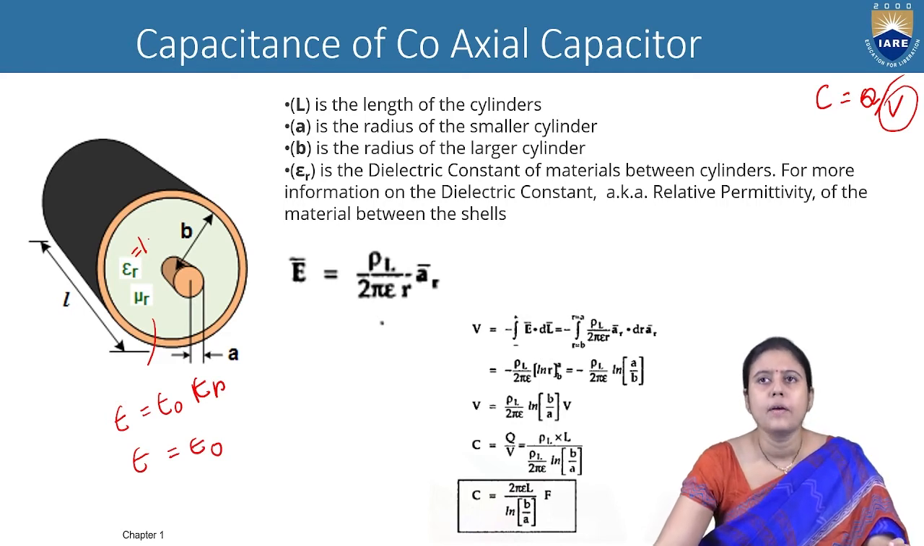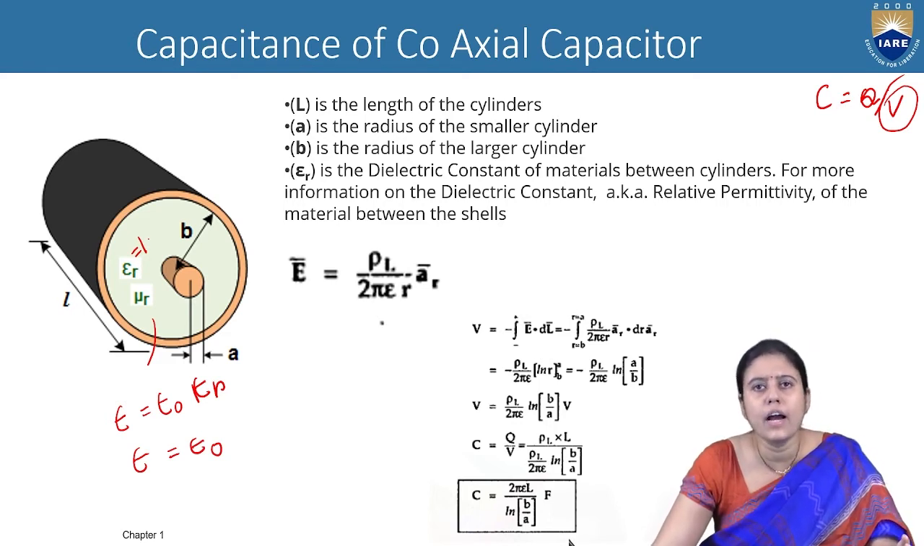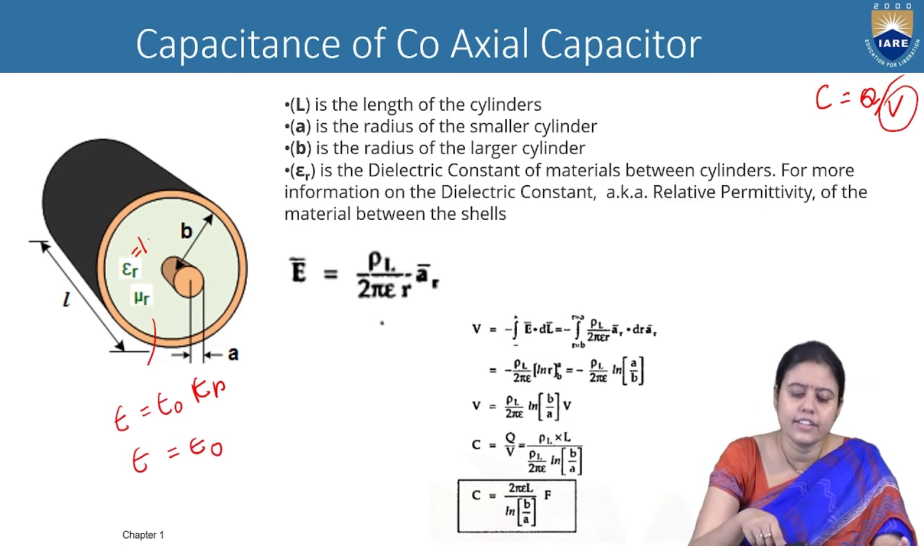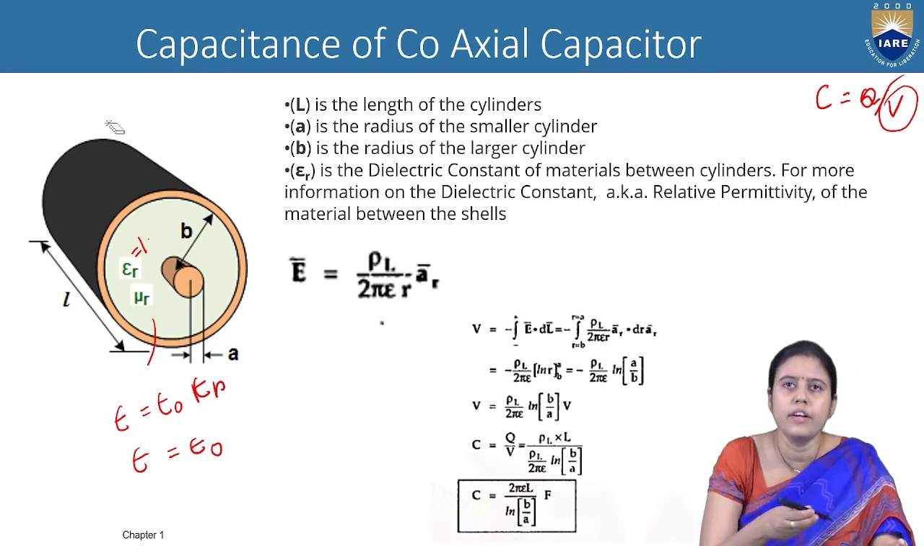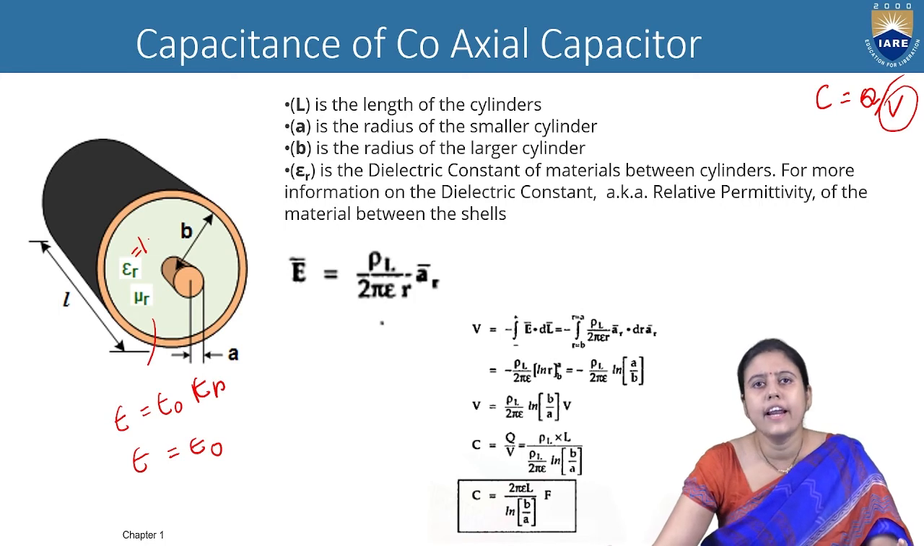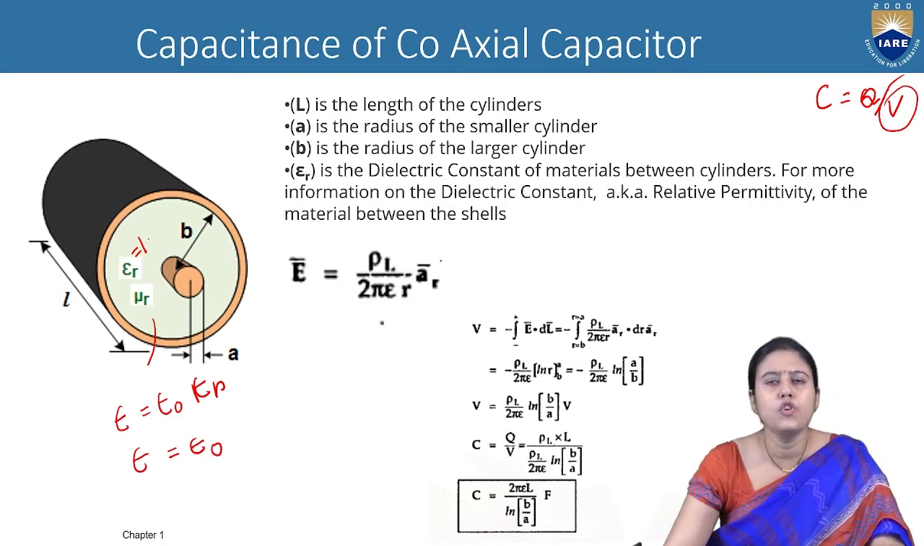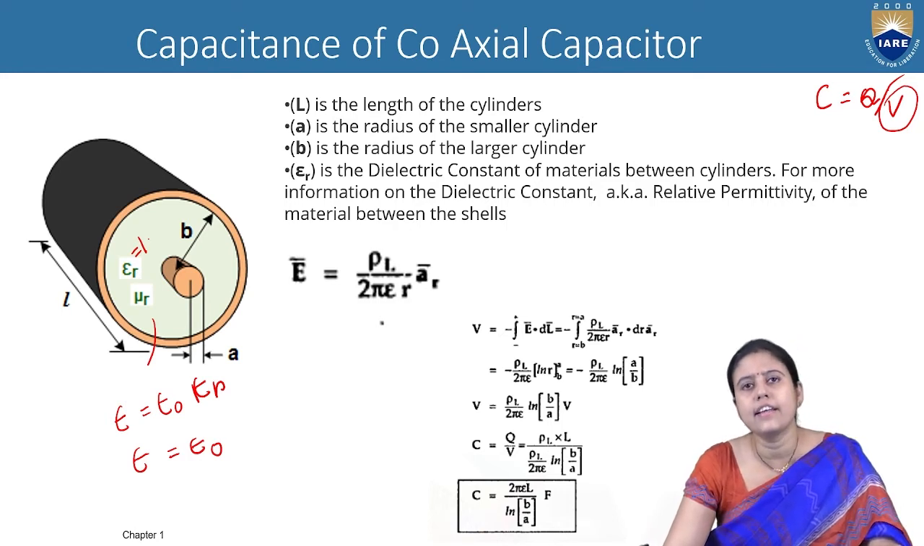Now why r? Because when we are thinking about the intensity, the general tendency of the intensity is to work in a radial direction, not lengthwise. It always works radially, along the radius. So E is equal to rho L by 2 pi epsilon r AR. AR is the unit vector, the direction of the intensity, according to the radius.